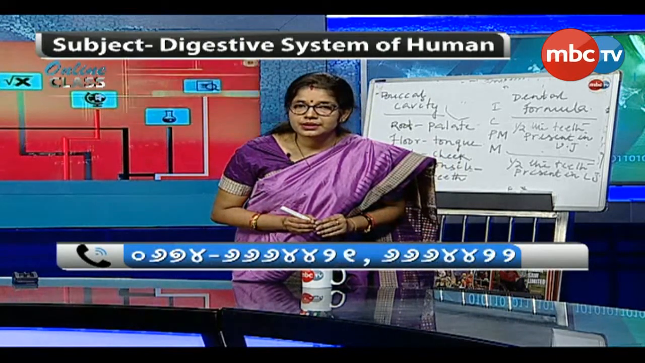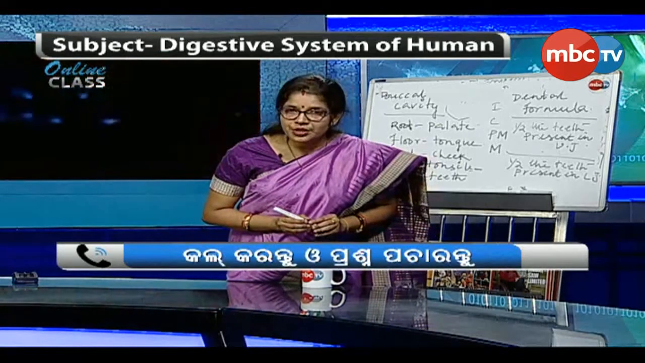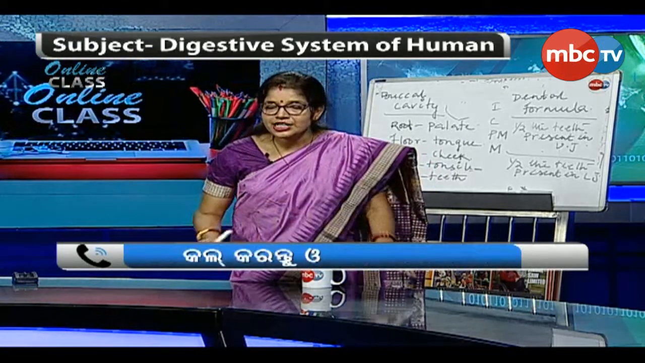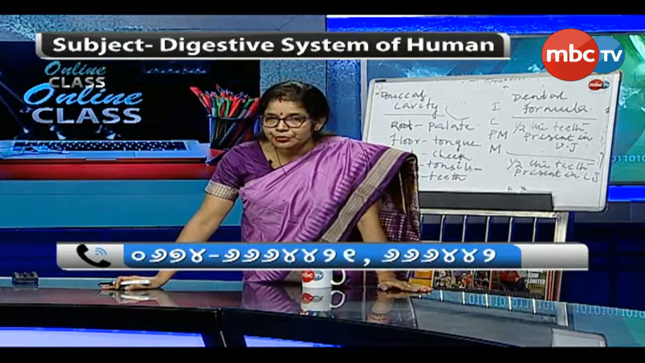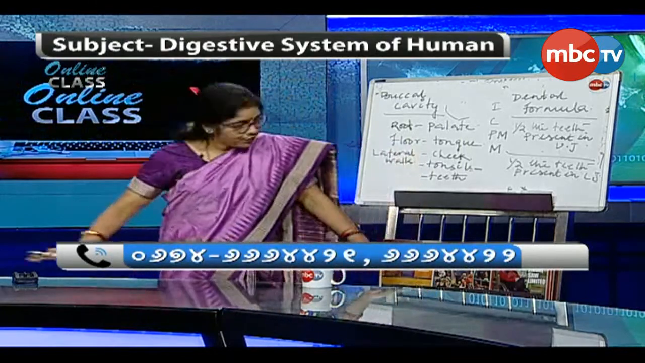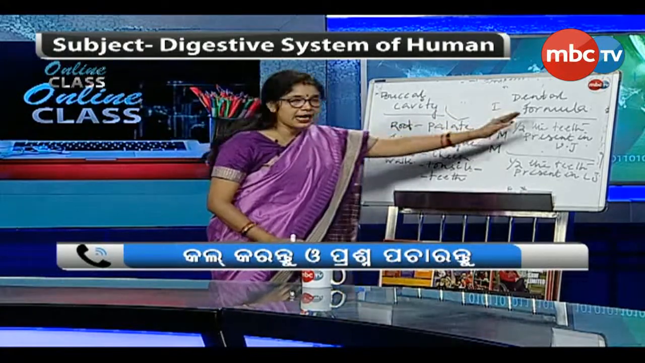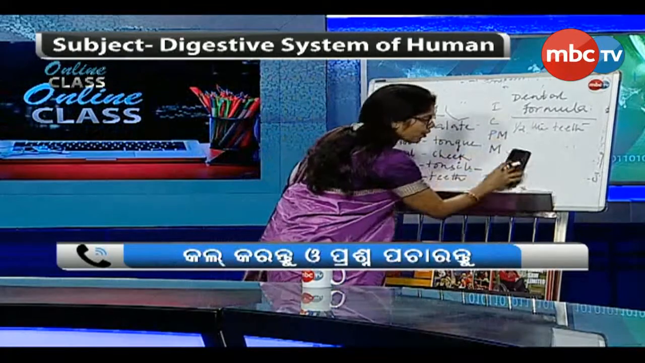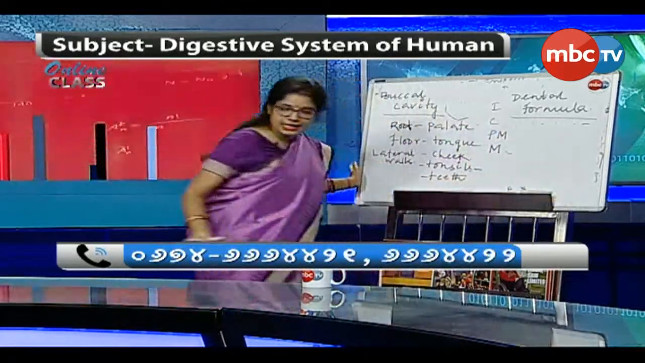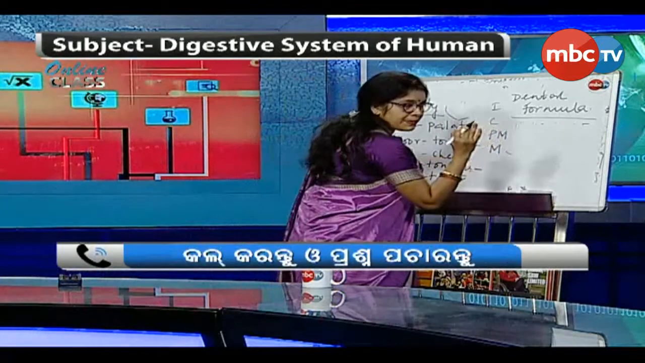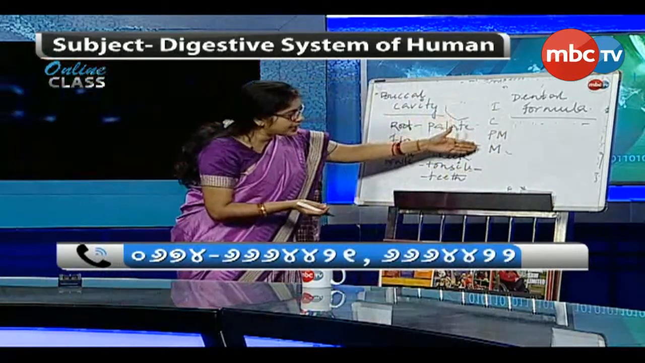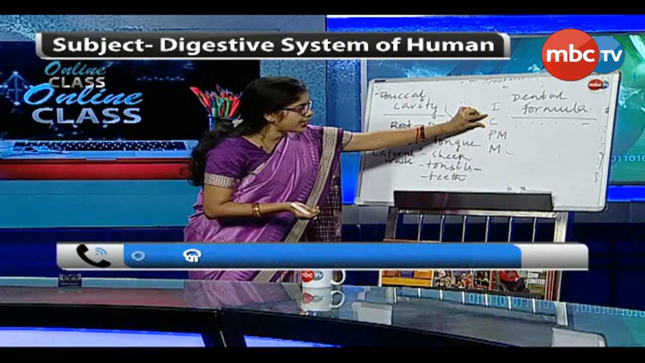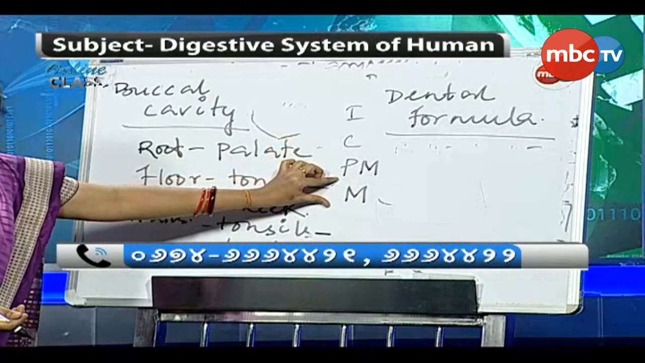What is the function of wisdom teeth in our total digestive system? The last molar is known as wisdom teeth. If we consider the dental formula, the dental formula is half the teeth in the upper jaw and half the teeth in the lower jaw. So, according to the dental formula, in an adult individual, the teeth are always represented in this sequence. First one is incisor, second one is canine, third one is premolar, fourth one is molar.